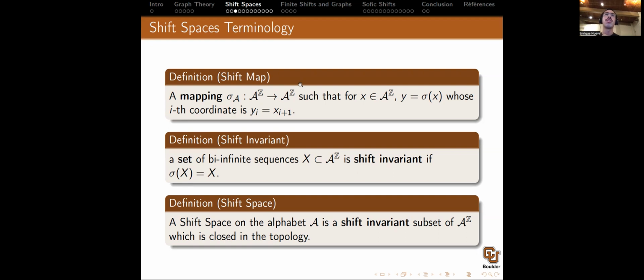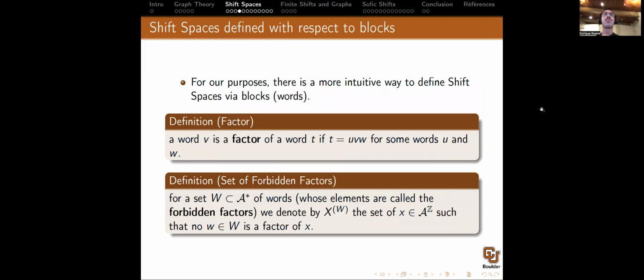Moving forward, now that we've introduced these bi-infinite sequences, these shift spaces, how are we getting back to languages, which is the topic of this presentation, symbolic dynamics and regular languages? So I'm going to start working towards that. For our purpose, there's a more intuitive way to define shift spaces via blocks, otherwise known as words that we're familiar with.